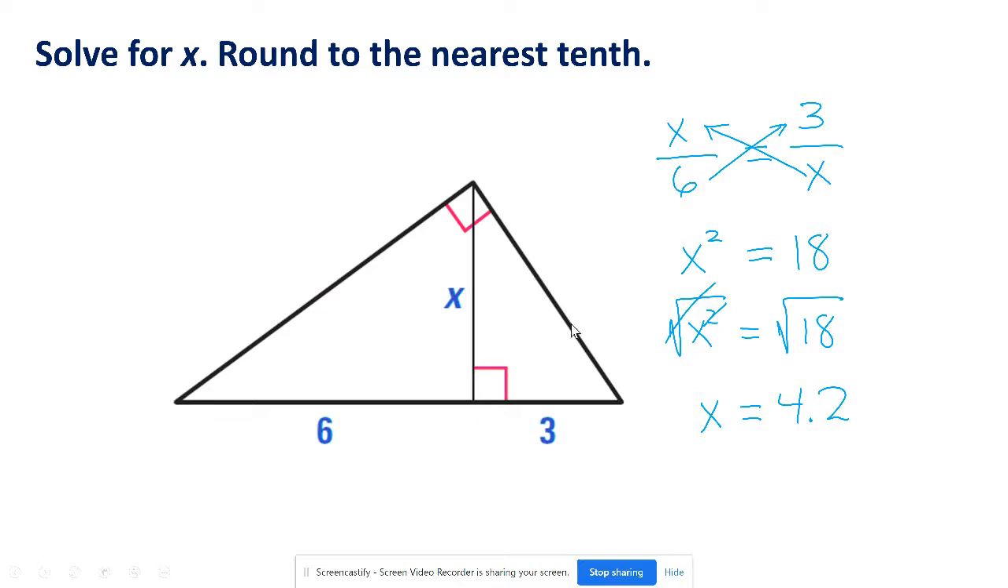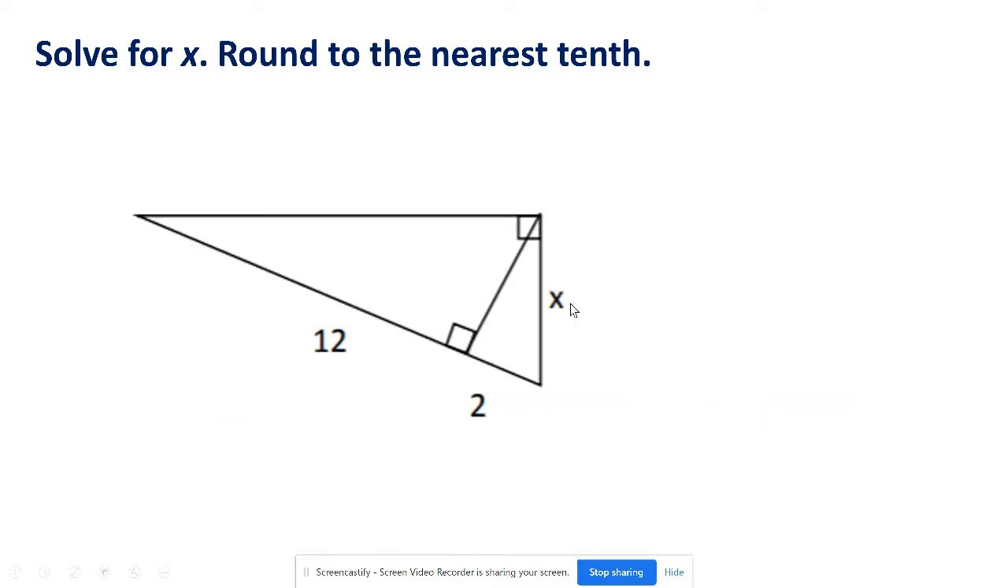All right, let's look at one that's a little bit different here. So here we have the x that we're trying to solve for, and then we've got a 12 and a 2. The x is in a different position than it was in the last couple problems. So here's what I want to look at.